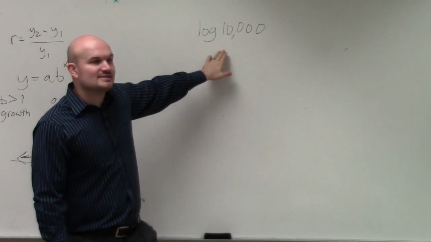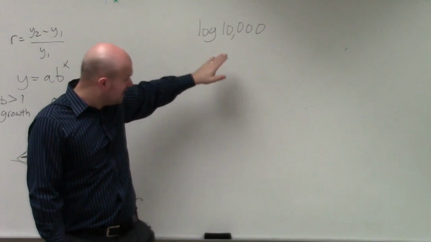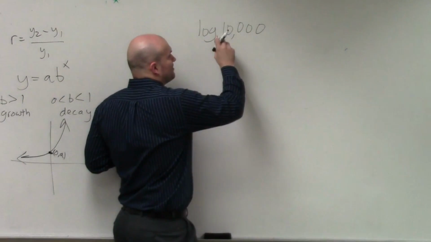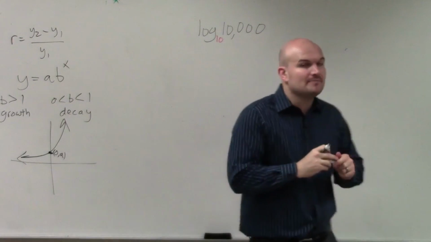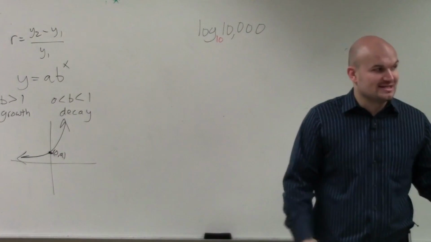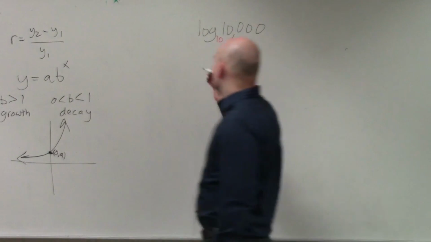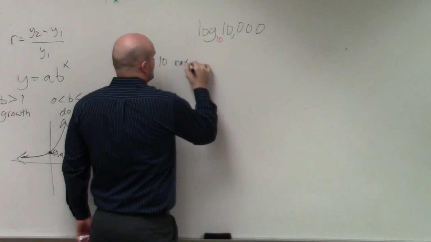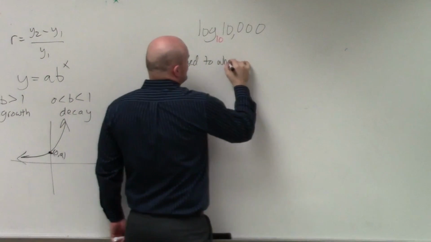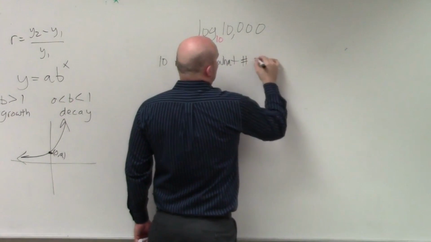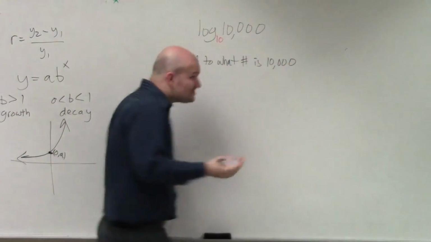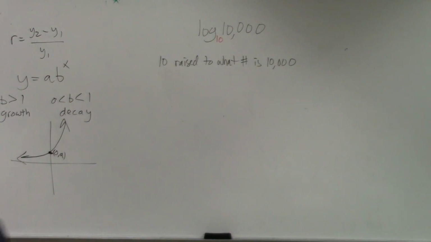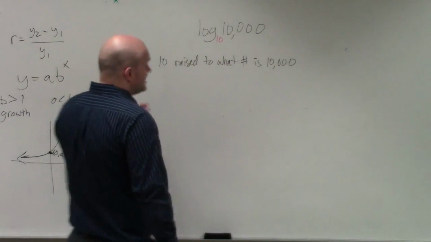So anyways, if you have this, in this case, if you do not have a base, then we will assume the base is going to be base 10. Okay? Now, I did give you guys some notes of what exactly logarithms mean or what they represent. What a logarithm is asking is, 10 raised to what number is 10,000? That's basically what a logarithm is asking. So when you see a logarithm with a base and a number, what it's asking is 10 raised to what number gives you that number?